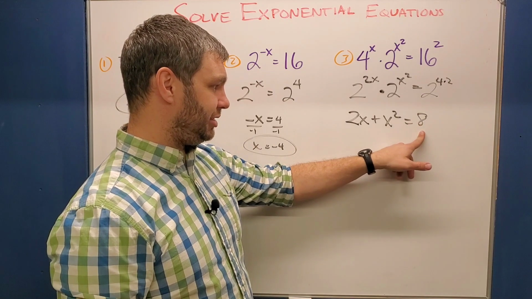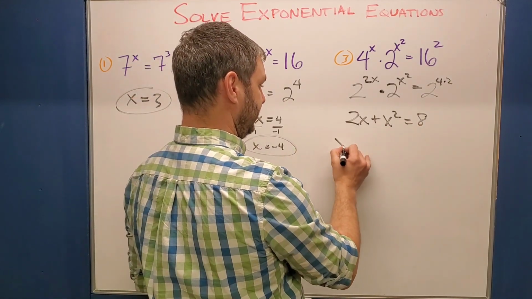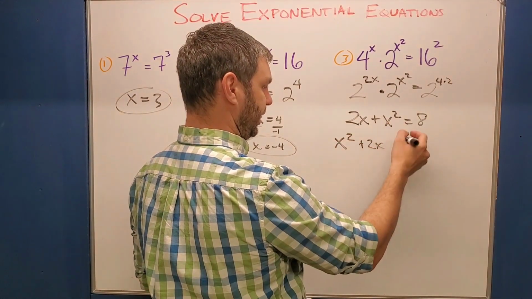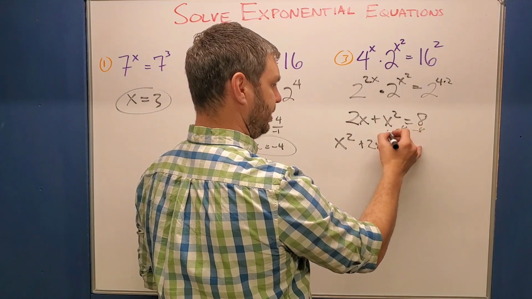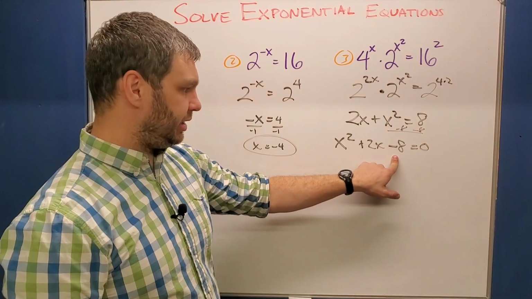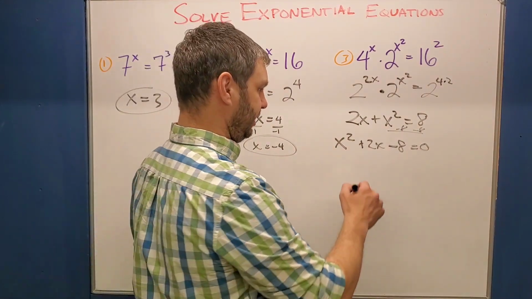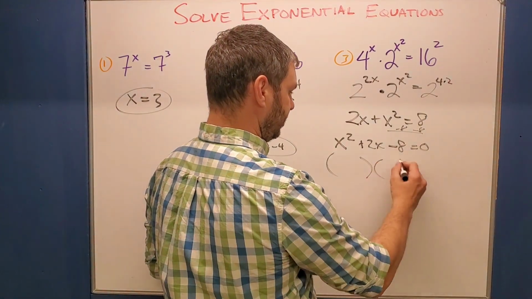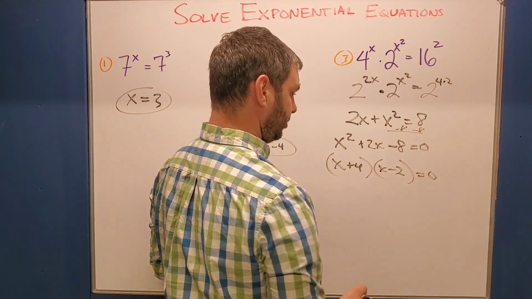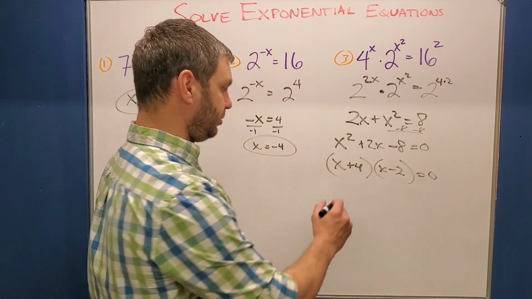If I set this equal to 0 by moving the 8 over, I bet we can get this to factor. I'm going to write this in descending order for my exponents: x squared plus 2x. I'm going to subtract the 8 over, minus 8 minus 8, so I get minus 8 equals 0. If I come up with some factors that multiply to be 8 and add to be 2, well, 2 and 4, and I think the 4 would be positive. So if I say (x plus 4)(x minus 2) equals 0, that should work out, and I think it does. Then set both of those equal to 0.